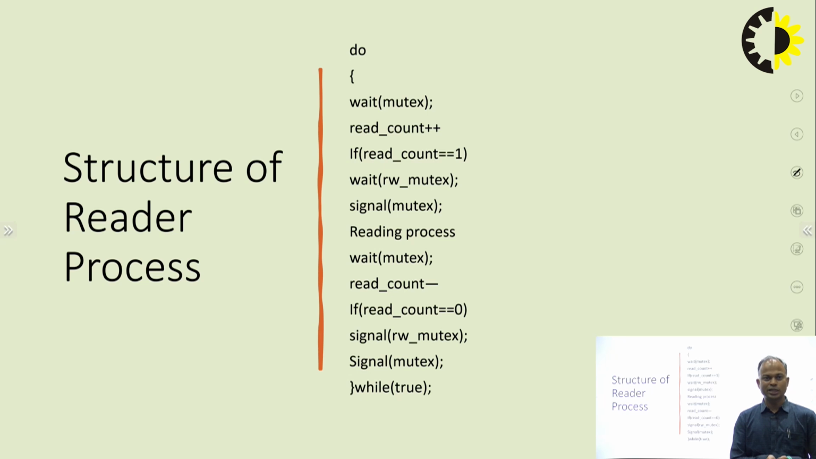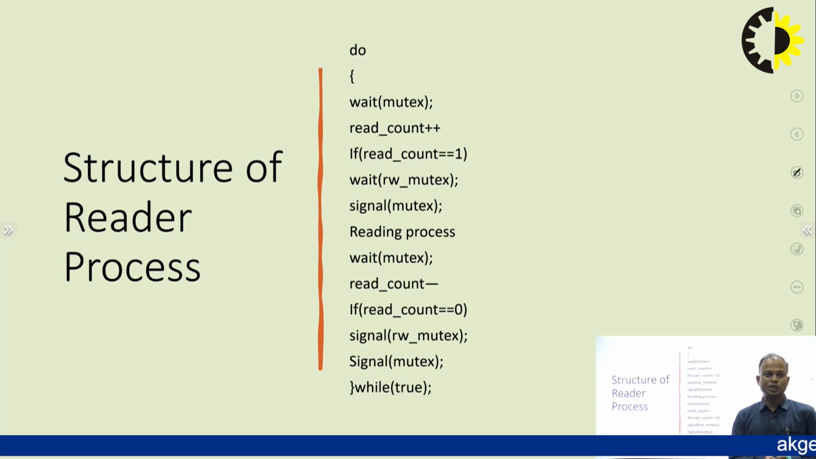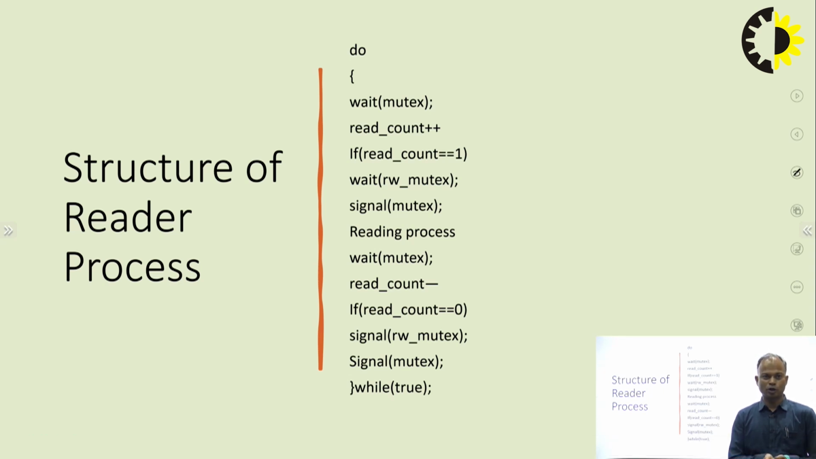Basically, we want to check how many readers are reading the particular resource at the same time. If this process gets the entry, after executing the wait function, the value of the read count will be 1. Initially, the value of the read count is 0. We need to check read count equals 1, because the first time the first reader is allowed in, after executing the wait function and increasing the value of read count by 1, the read count will be equal to 1.